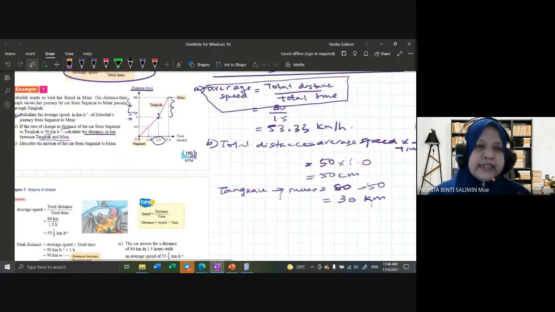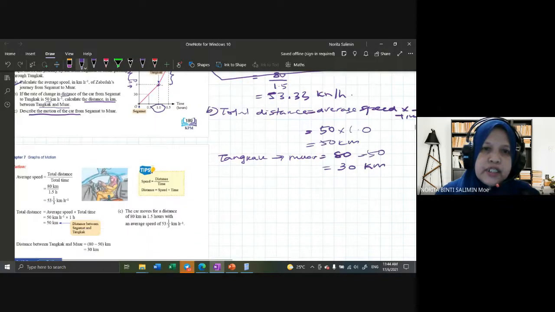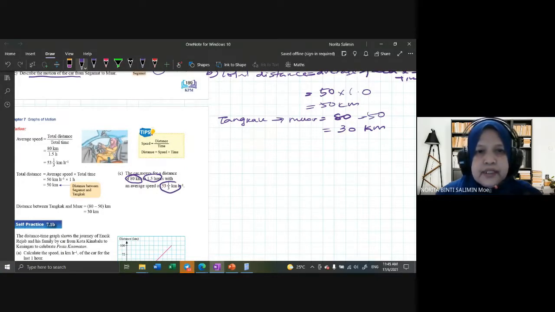Okay, then describe, soalan C, describe the motion of the car from Segamat to MEWAH. Sama juga, from Segamat to MEWAH, describe the motion. The motion mesti ada apa? Mesti ada jarak, mesti ada time, and then mesti ada speed. Kita masukkan saja semua yang kita dah dapat.